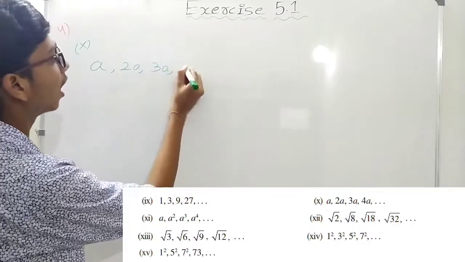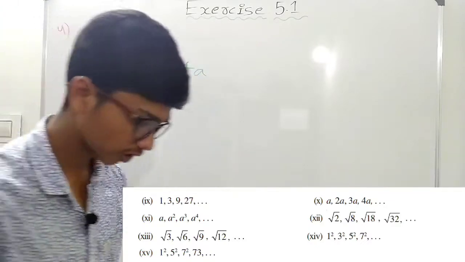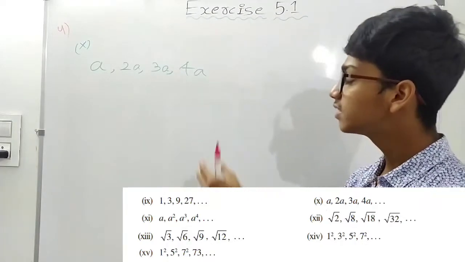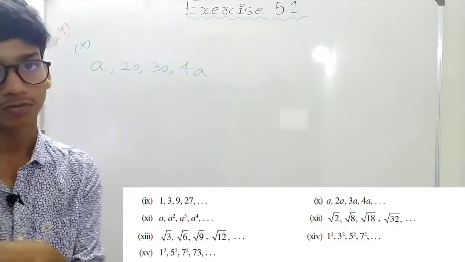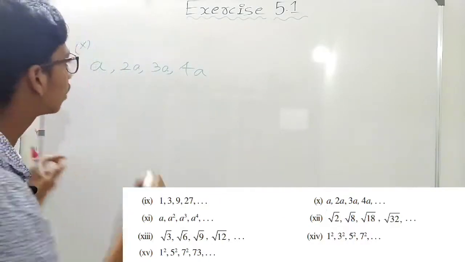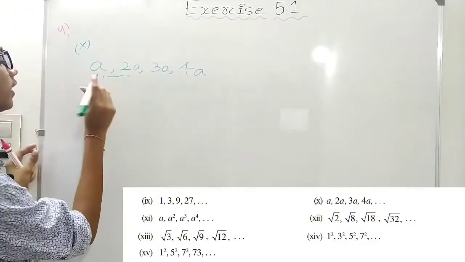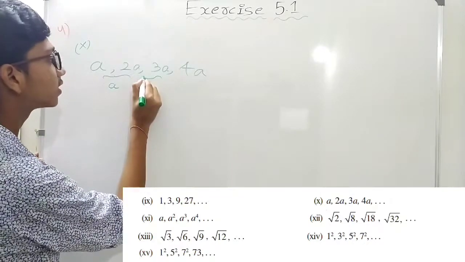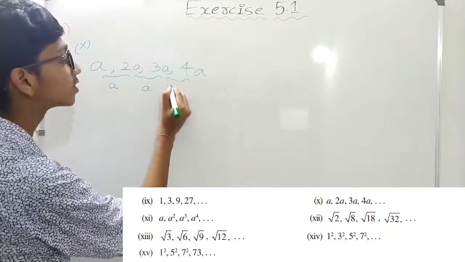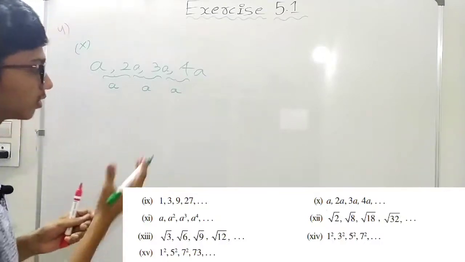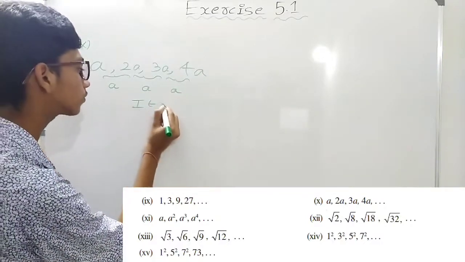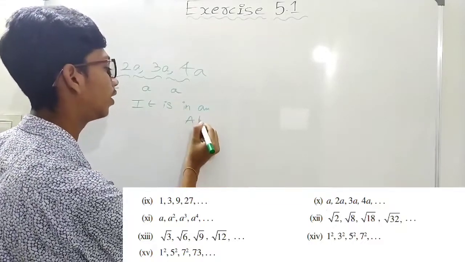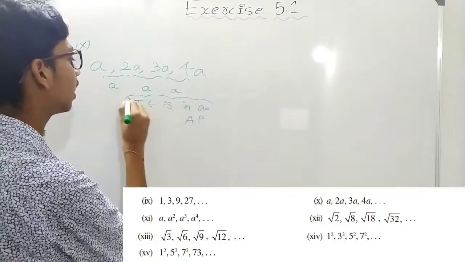Question number 10 is A, 2A, 3A and 4A. If it is in the AP, the common difference should be equal. Here the difference between 2A and A is A. 3A minus 2A is A. 4A minus 3A is A. It is in an arithmetic progression.